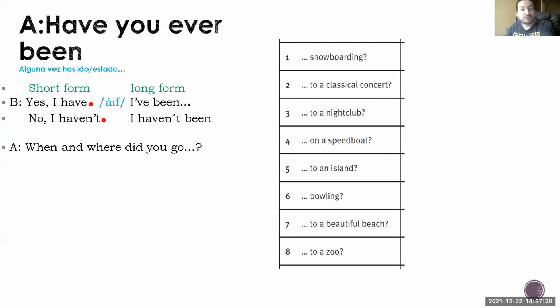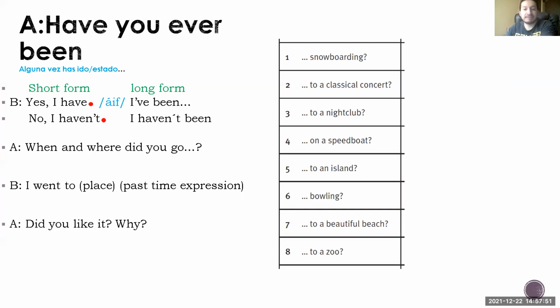Okay. If the answer is affirmative, then we ask questions using the past simple to ask for details. Okay. When and where did you go? So I went to Nevado del Cocuy last year. I went with some friends.